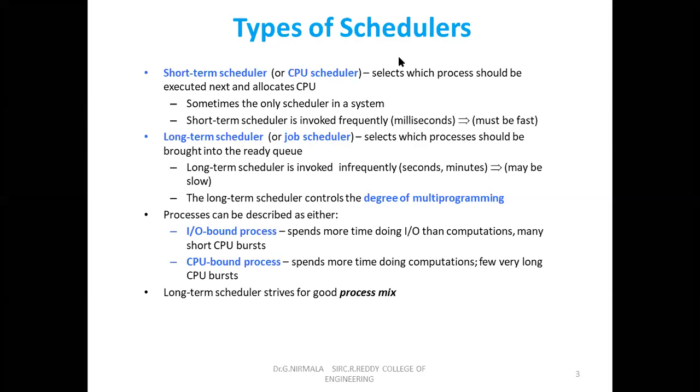That entire process scheduling program, executed to assign the CPU, is called the short-term scheduler or CPU scheduler. Compared to the long-term scheduler, your short-term scheduler is the fastest one.